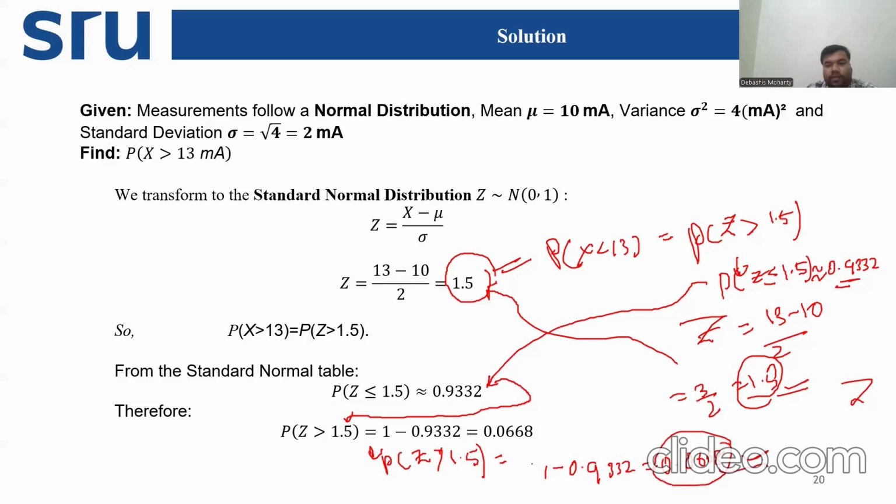Okay. So this is about exceeding 13 milliampere. This is one question from the application of the normal distribution. In any case of application, we can use this value. By using this value, we'll find that the probability of z greater than 1.5 is 0.0668. That value you will find. Okay, so this is all about that question.